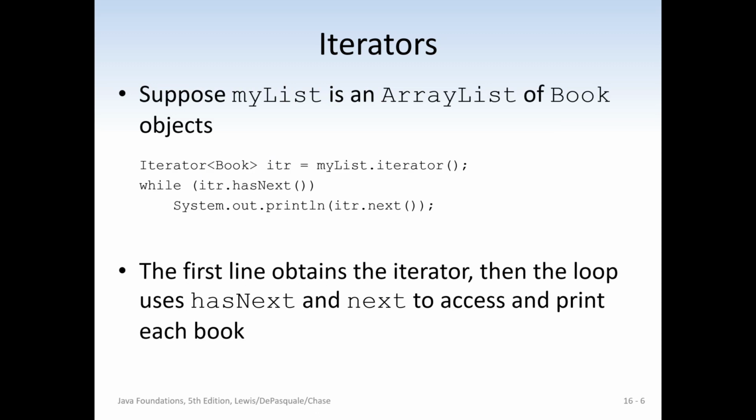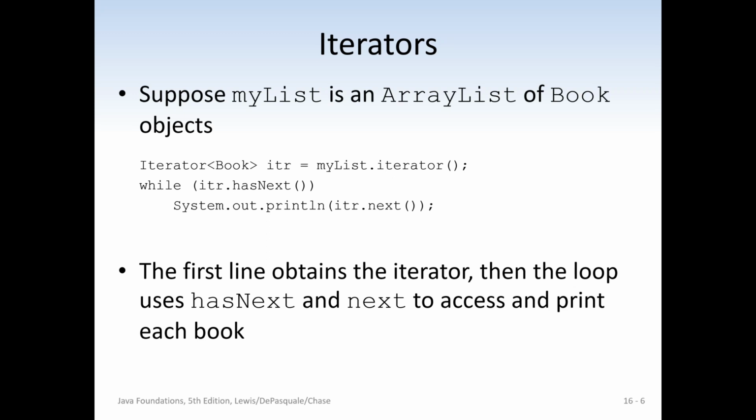So let's assume that myList is an array list of Book objects. Let's look at this little piece of code. We can say Iterator<Book> itr equals myList.iterator, and that's going to get the iterator for my list. Then we're going to say itr.hasNext, and we do that because we want to check to see if there is a next before we get the next. Otherwise, we're going to get an exception thrown, right? Because there's not going to be a next. We're going to ask for the next, and there actually is nothing for it to return.